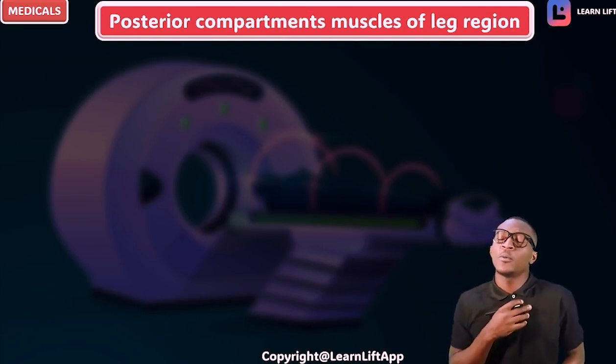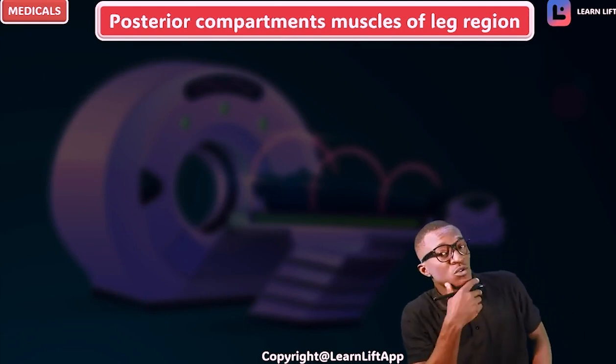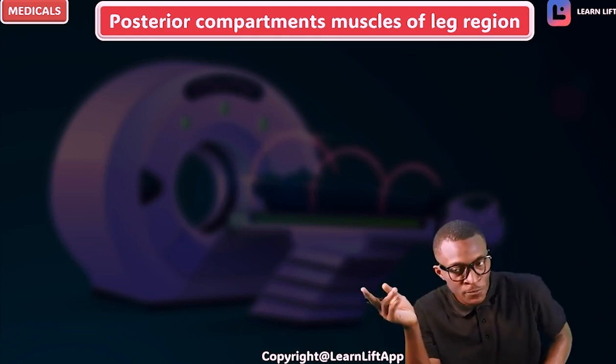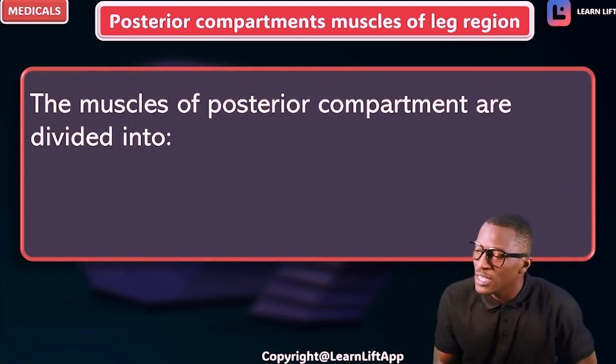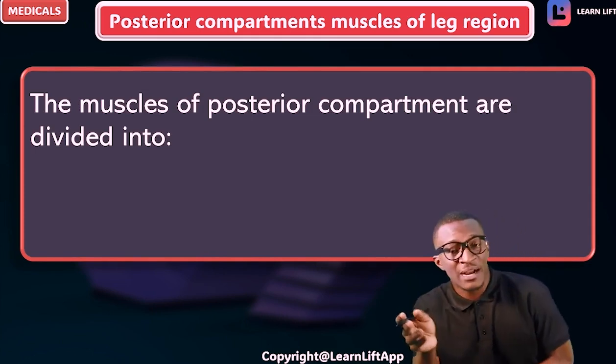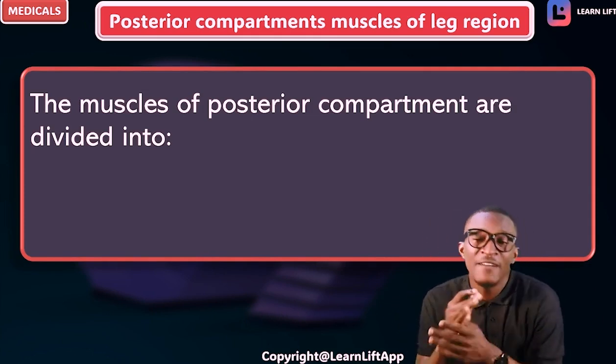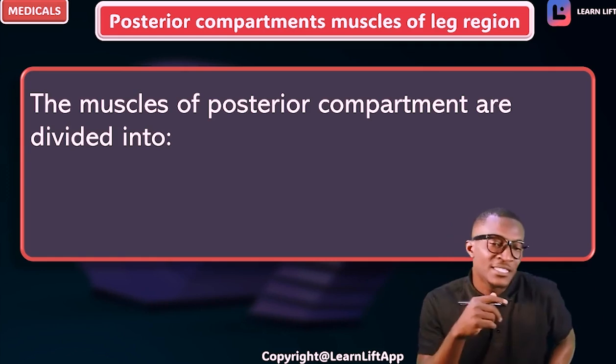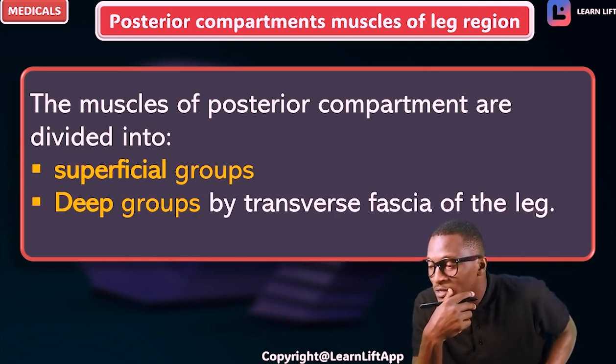Everybody, what are the posterior compartment muscles called? They are called the calf muscles. The posterior compartment of the leg is called the calf muscles. Take note that the muscles are divided into two groups: those that are superficial and those that are deep. So it is divided into the superficial group and the deep group.